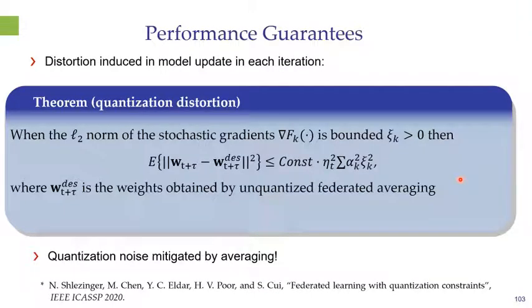For example, if these are the weights at a given time instance, t plus tau, and these are the desired weights which one would have received with conventional federated averaging without any quantization, we can bound the distance by a term which depends on the squared step size and this sum here, in which recall that those alpha k's are the weighted averaging coefficients of federated averaging. This implies that if we're just doing averaging, namely if these are just 1 over k, then this term decays as 1 over the number of users. Namely, the more users we have, the less quantization error is induced by this scheme.